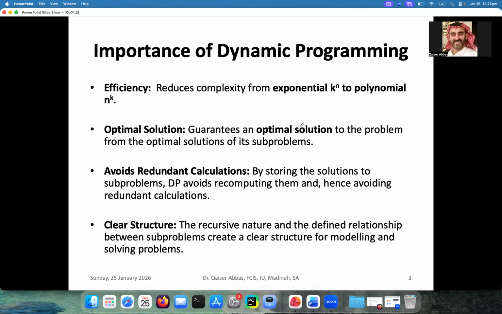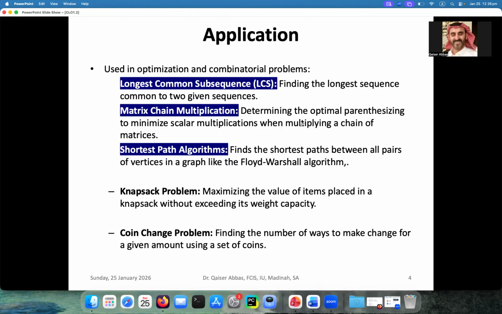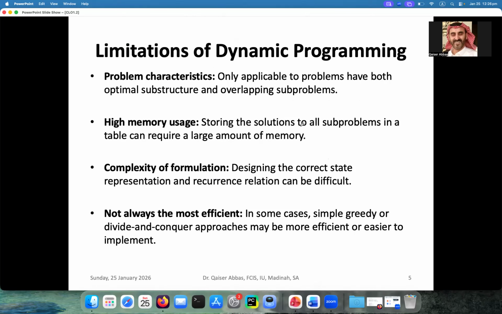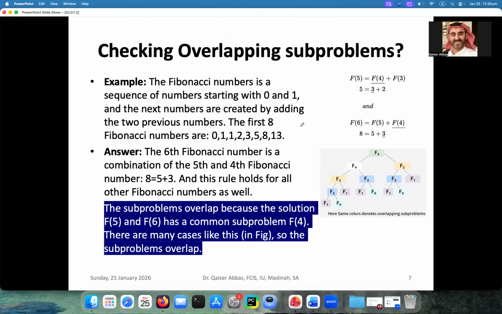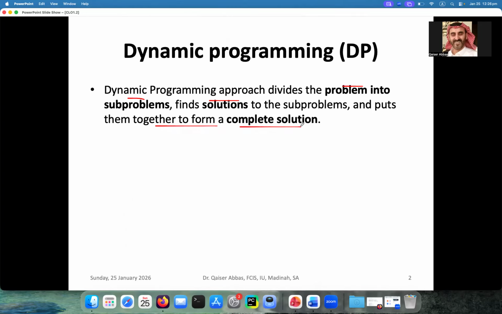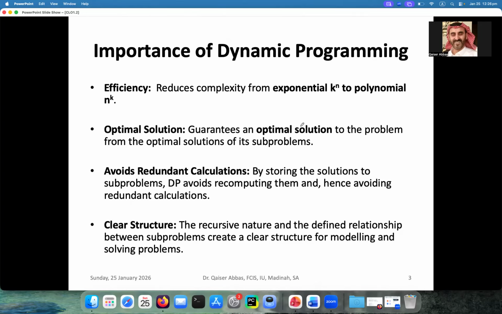First, we have some theoretical things like the importance of DP, where we can apply it, what the limitations of DP are, and when to use DP. What would be the situations where, after identifying the situation, you can say this is where we have to use DP? And then we will start properly with the algorithms. But before that, what is the importance of this DP?